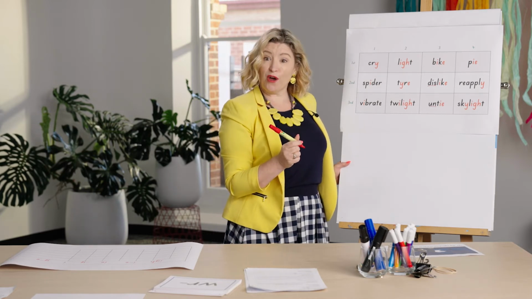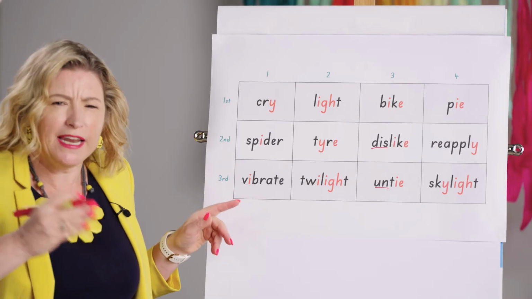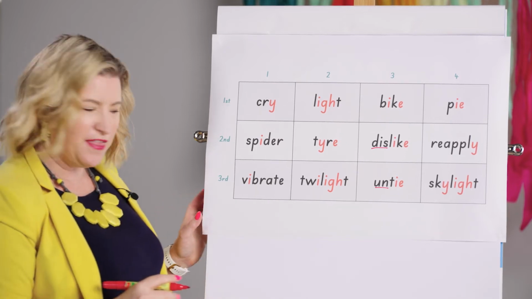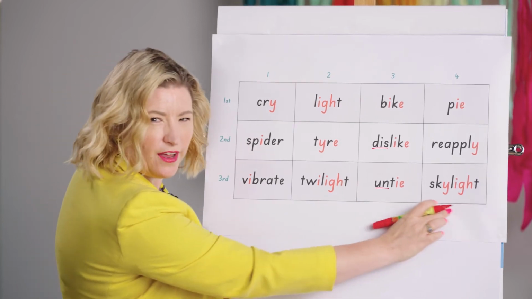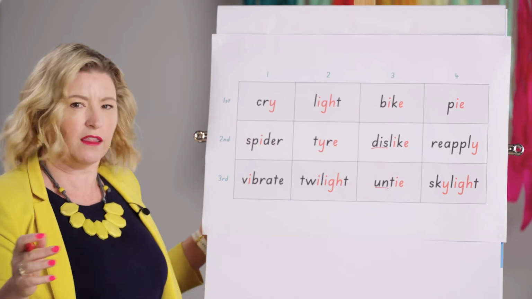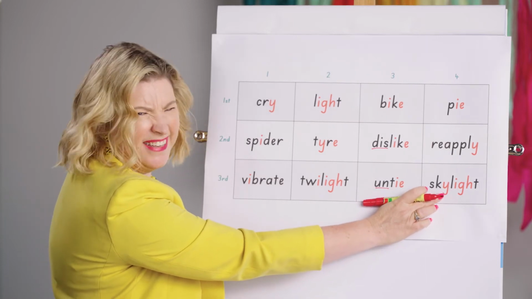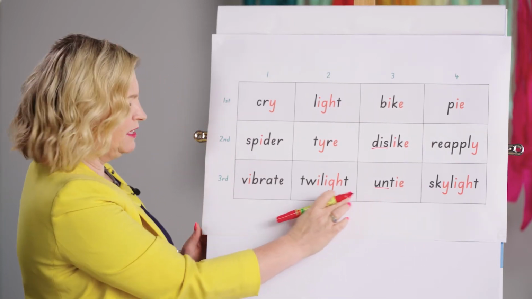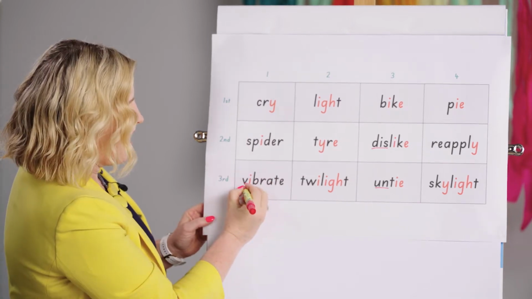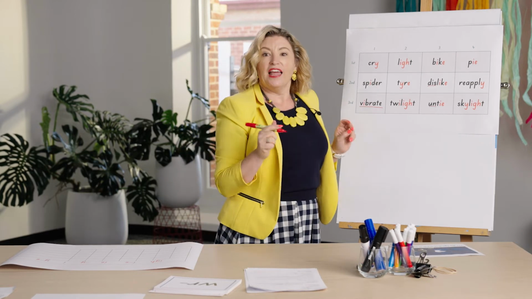My next question. In the third row is a word that means to rapidly move to and fro. So it goes like that. Can you find the word that means that? It's a tricky word. If something's rapidly moving to and fro, it means it's going up and down or side to side really quickly, like that. What is that word? Is it skylight? No. Untie? Twilight? Vibrate. Yeah, that's the one. Vibrate. It's when something goes really fast, backwards and forwards.